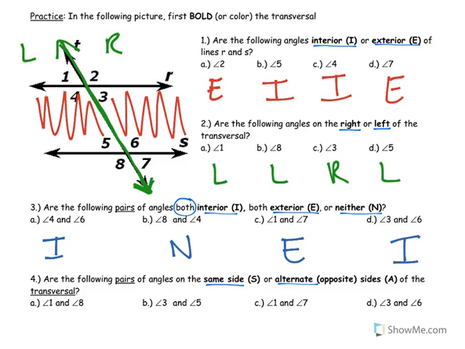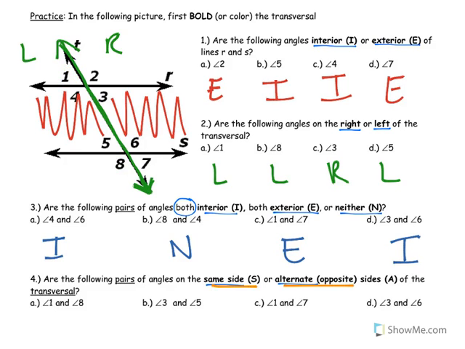And then last but not least, we're going to repeat that same process, but think about, are the following pairs of angles on the same side or alternate sides? Alternate is another word for opposite sides of the transversal. So if I'm looking at angle 1 and angle 8, those are both on the left of the transversal.